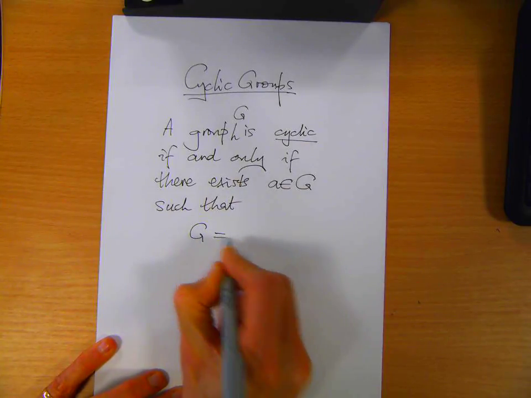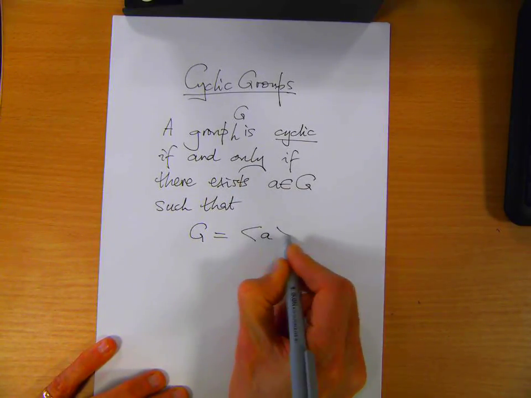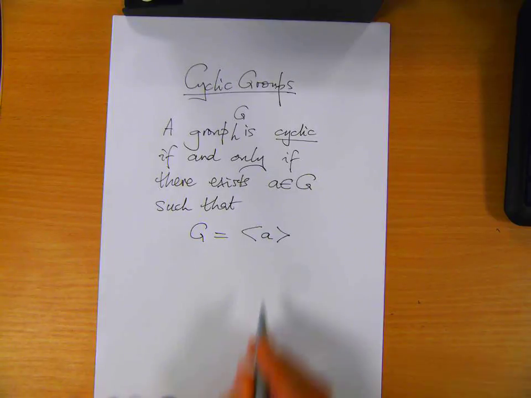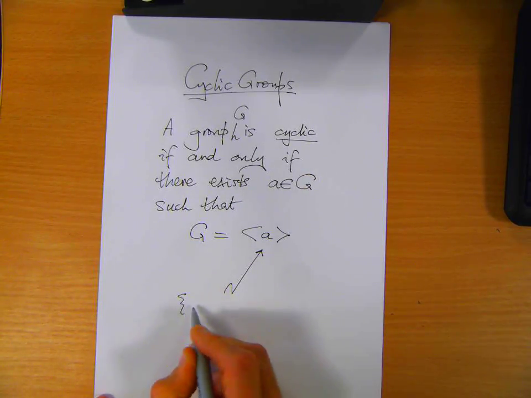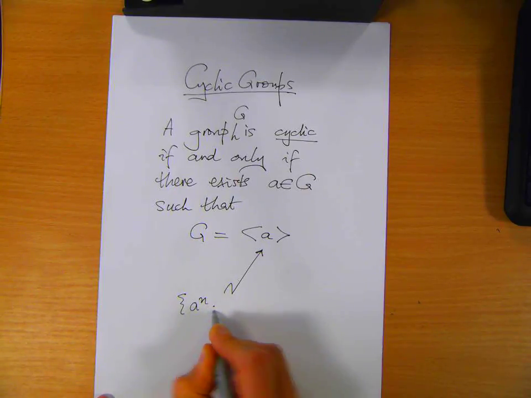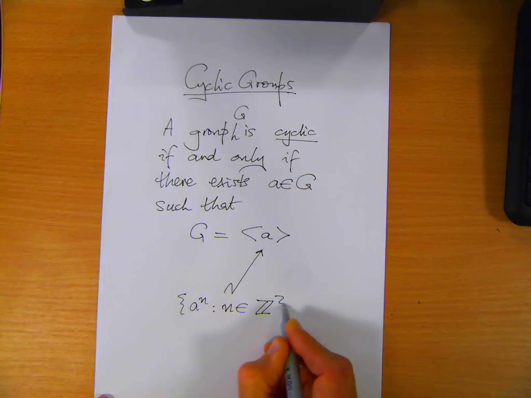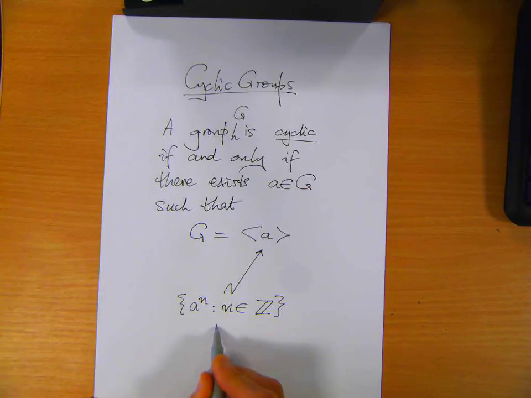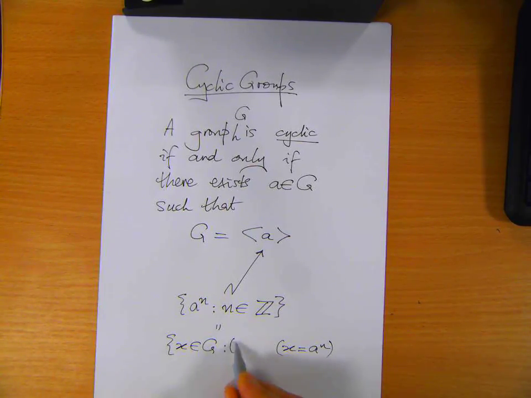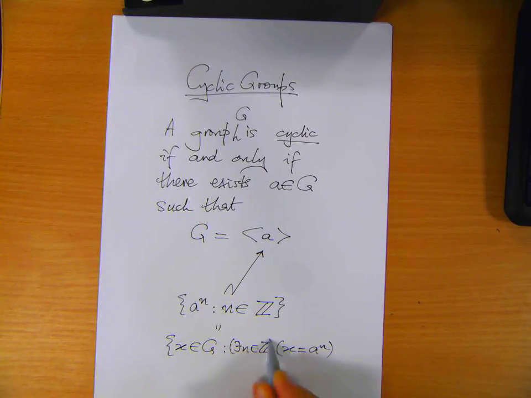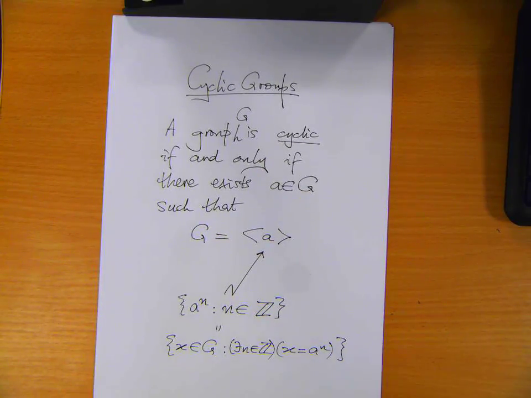So to use the notation we've been using for a couple of weeks now, we use this pointed brackets notation, and remember that means, to use sloppy notation, the set of all powers of a, all in a bag. To be a bit more precise, it's the set of all group elements that can be written as a power of a for some integer n. So n can be negative, 0 or positive.